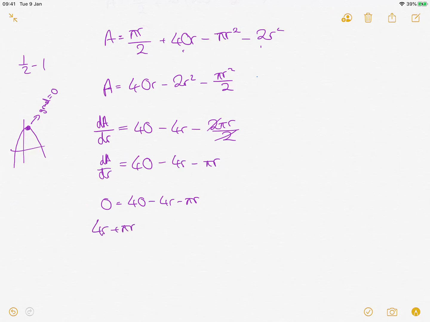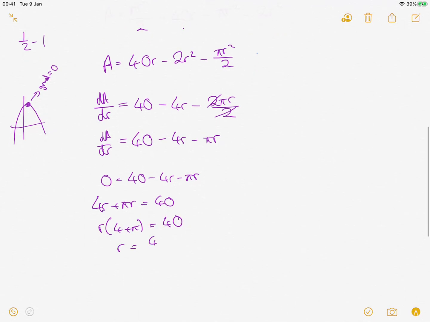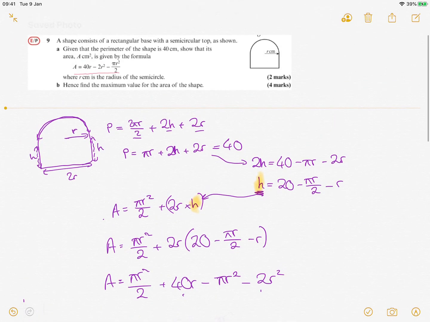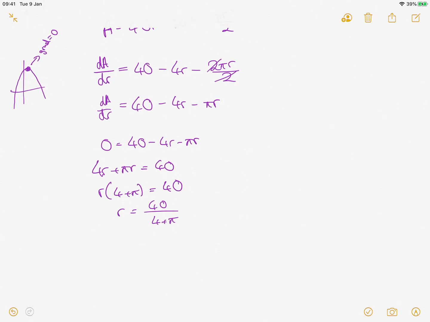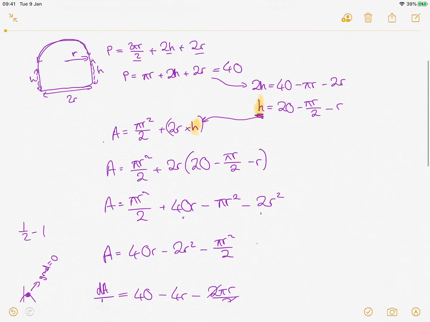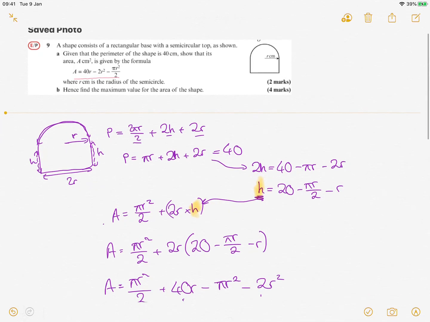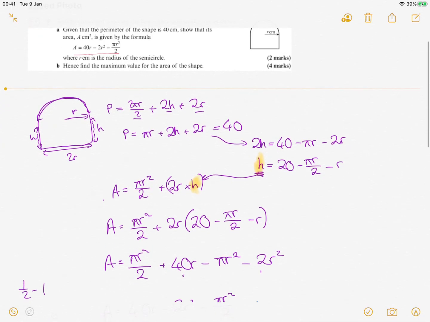So 4r plus pi r equals 40. So I've just added those to both sides, take out a factor of r. So r must be 40 over 4 plus pi. So what we're saying is that when the perimeter is 40, our radius, which this could be a maximum or a minimum point at the moment, but our maximum or minimum radius is this. So if that's our radius, find the maximum value for the area.